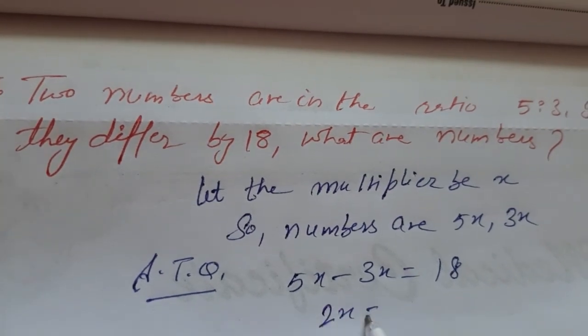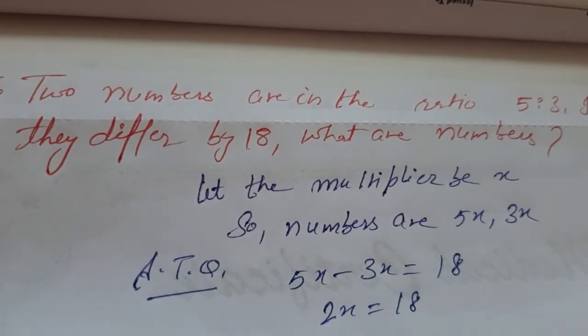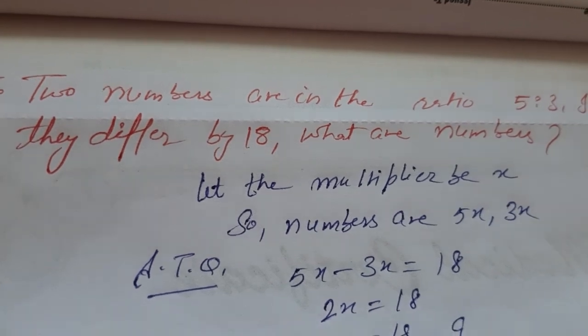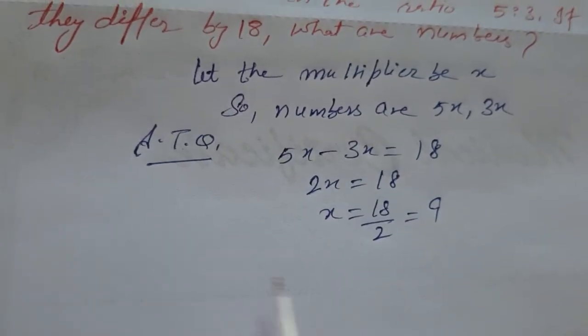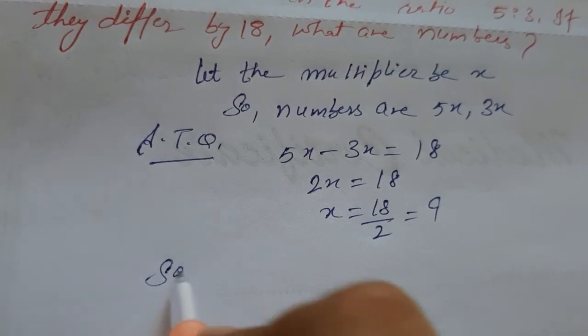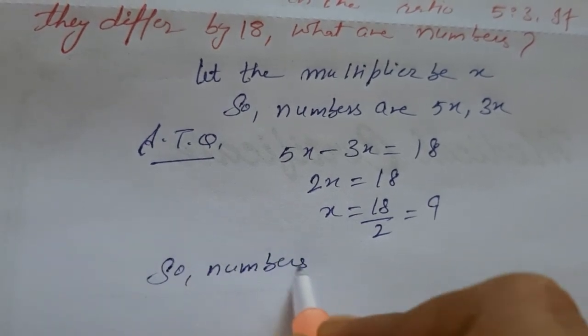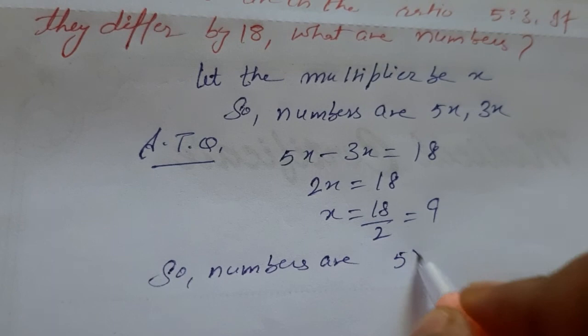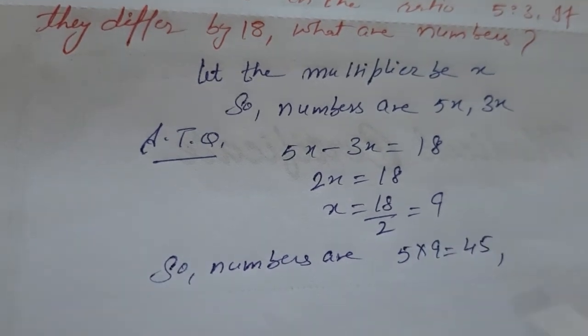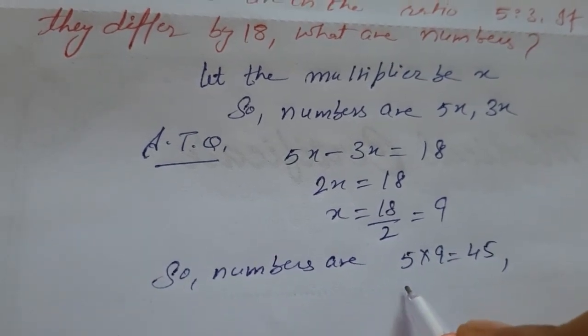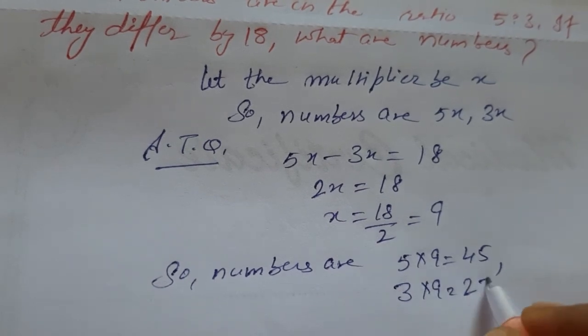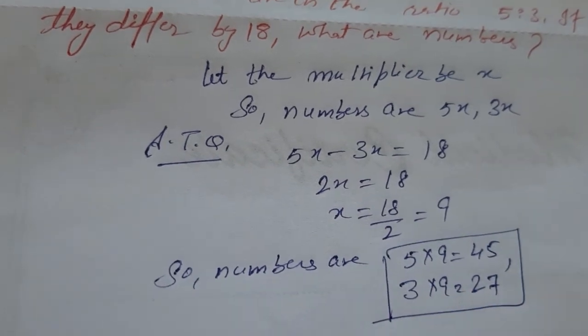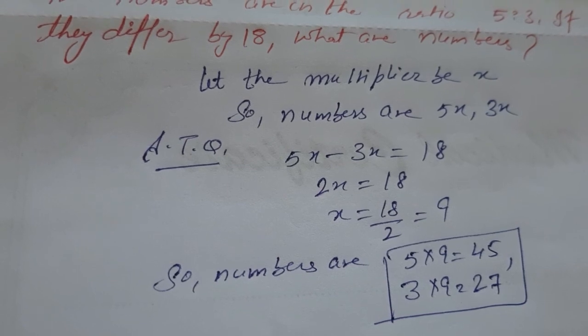Now we will solve it. It comes out to be 2x is equal to 18. So x will be 18 by 2, that is 9. So what are the numbers? 5 into 9, 45. And the second number will be 3 into 9, 27. So these are the numbers. I hope you understand it. Thank you.